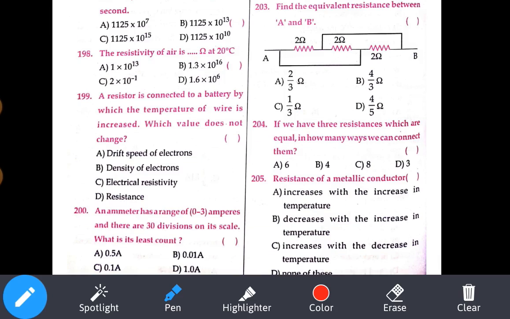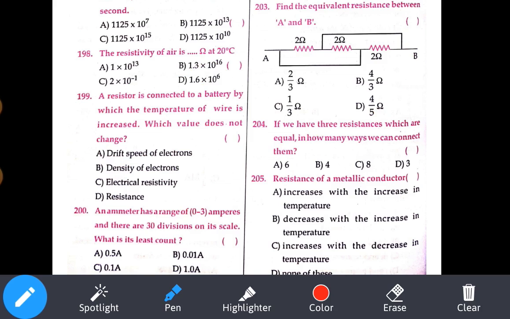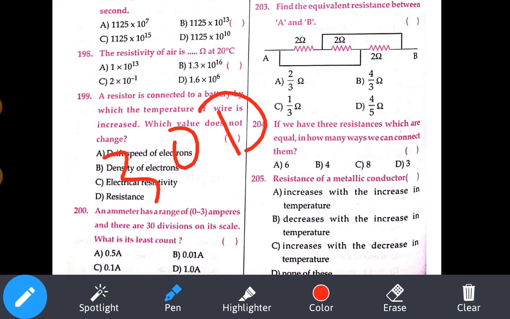200th question. An ammeter has a range of 0 to 3 amperes, and there are 30 divisions on this scale. What is the least count? What is meant by least count? Least count is nothing but the smallest measurement that can be measured from the scale. Now they have given 0 to 3, means 3 amps of current. How many divisions are there? 30 is there. Means we can say that 30 divisions is equal to 3 amps.